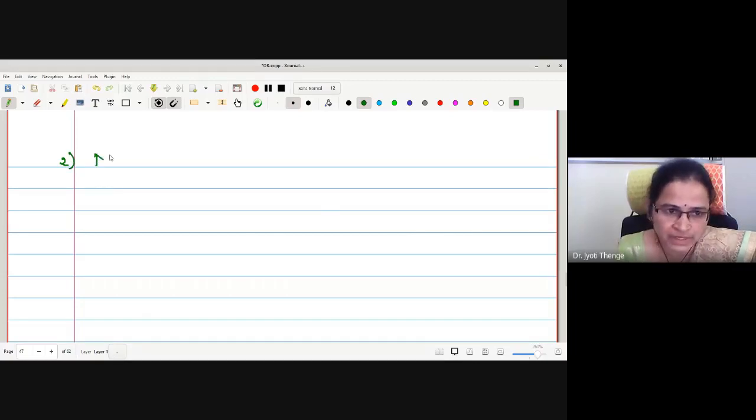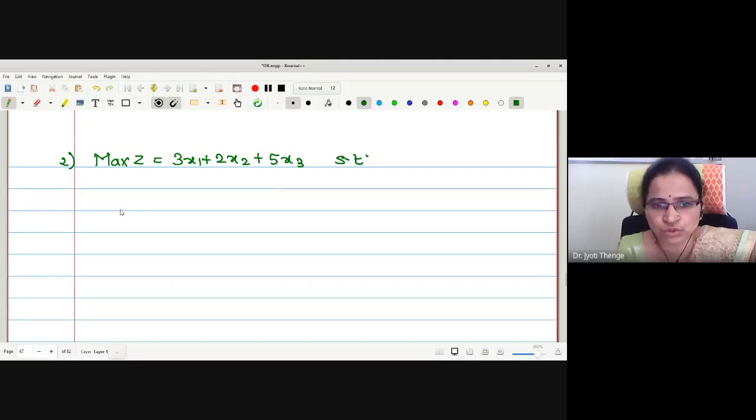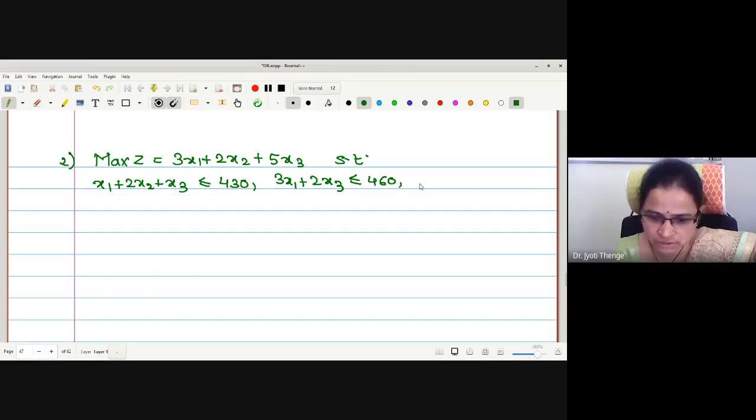What is that example? Maximize z is equal to 3x1 plus 2x2 plus 5x3 subject to the constraints. All the students have to do the calculations with me. Therefore, be ready with pen and paper. Is it clear? Yes, ma'am. First constraint, x1 plus 2x2 plus x3 less than or equals to 430. Second constraint is 3x1 plus 2x3 less than or equals to 460. Next, x1 plus 4x2 less than or equals to 420. x1, x2, x3 are greater than or equal to 0.